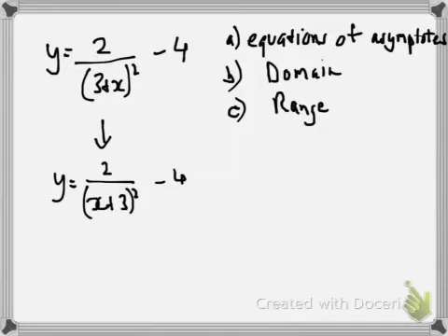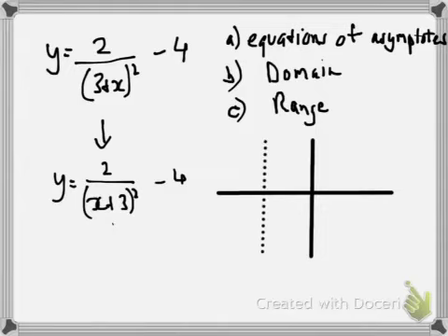So for the equations of the asymptotes, I'll draw a quick sketch of that graph. There's our axes. Put in our asymptotes. The plus 3 would take it 3 places to the left. The minus 4 would take it 4 places down. Our 2 would be a dilation by a factor of 2. So our basic shape of the graph would be something like this and something like this.